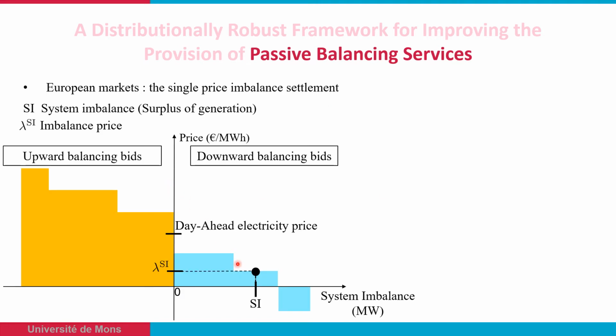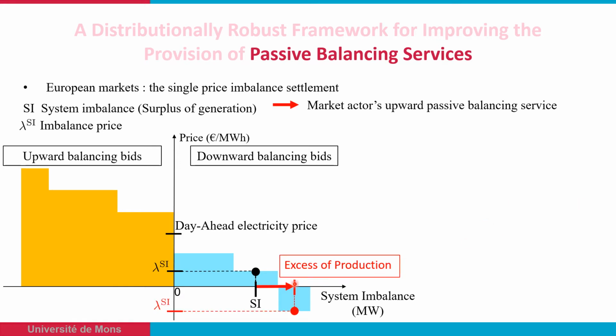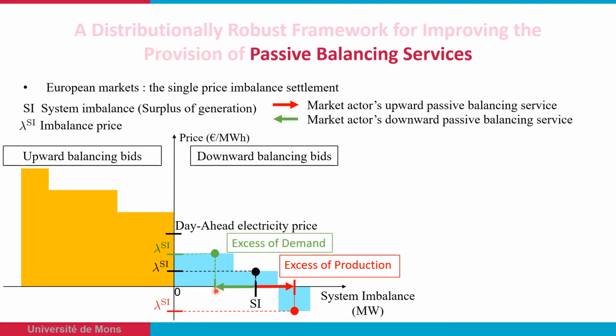Typically, during the imbalance settlement period, you have a positive system imbalance. The TSO, the transmission system operator, must activate downward balancing bids to offset this system imbalance. The activation costs are covered by applying to each unbalanced market actor an imbalance price. Here, if you provide passive balancing services, you have two choices. You can be in excess of production compared to your schedule. In this case, you will aggravate the system imbalance and you will be paid at a negative price. Or you can consume more than scheduled. Here you will reduce the system imbalance and you will be paid a very attractive price for this excess of demand.